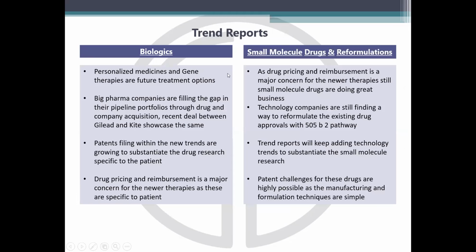So why do we pick these trend reports? Because the trend is more towards biologics or personalized therapies, wherein the complexity of the research is too high, and also the drug's success rate is very low and very high risk. So in this regard, as Mihir just said, predicting the result based on current data will definitely save a lot of money.